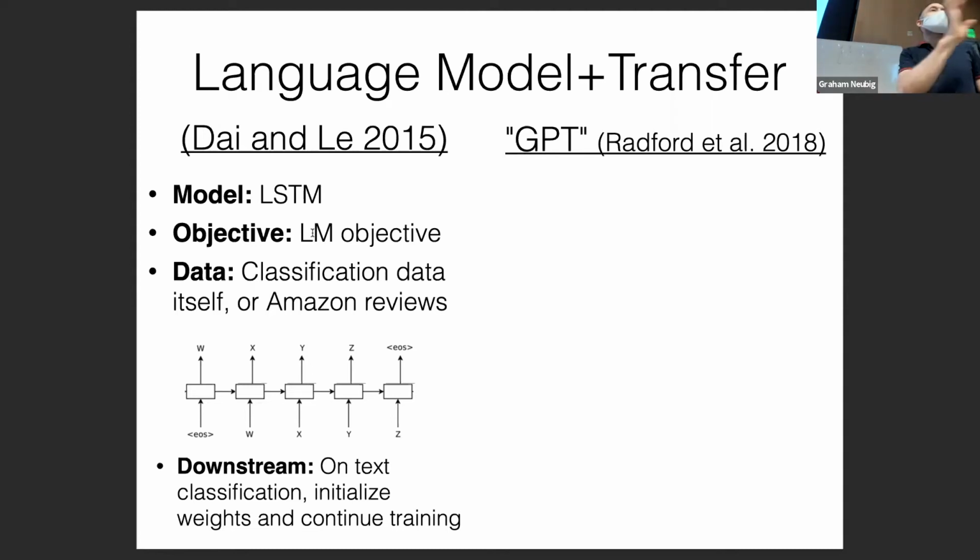Oh, no, they did use the classification data. They first trained on language modeling, and then they trained a text classifier after that. So they initialized the parameters and continued training. This wasn't immediately obvious to me, but it's pretty obvious in hindsight, because language modeling is a much harder task than text classification, right?